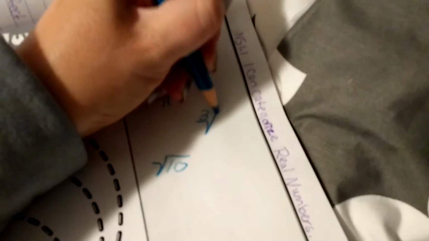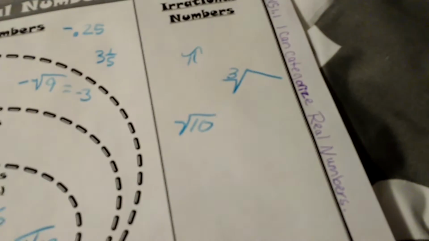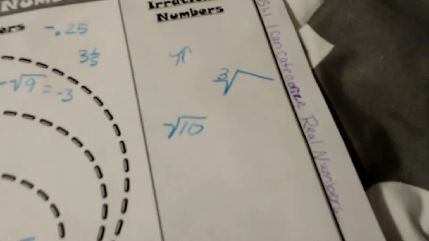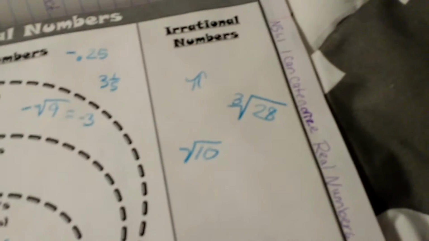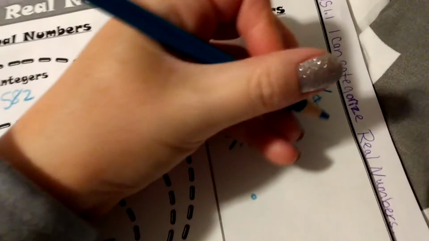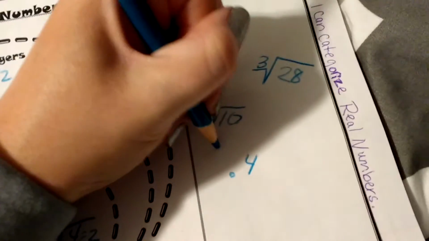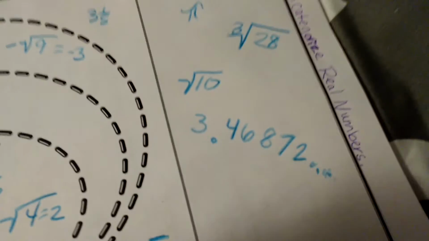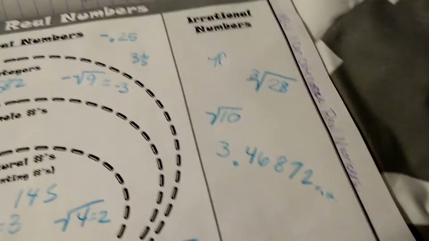Same thing with cube roots of any non-perfect cube. We know the cube root of 27 is 3 because 3 times 3 times 3 is 27. So the cube root of 28, for example, would be irrational. It'd go on forever without a pattern. So it would just keep going and going. So any decimal that goes on forever without a pattern, so like 3.46872 and it just goes on forever and doesn't have any repeating decimals or patterns, that is irrational.